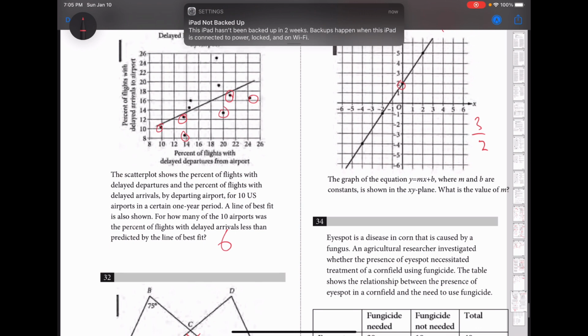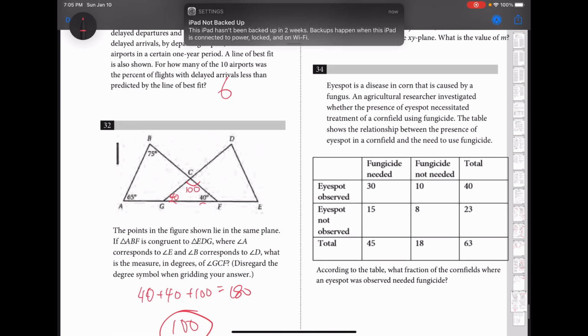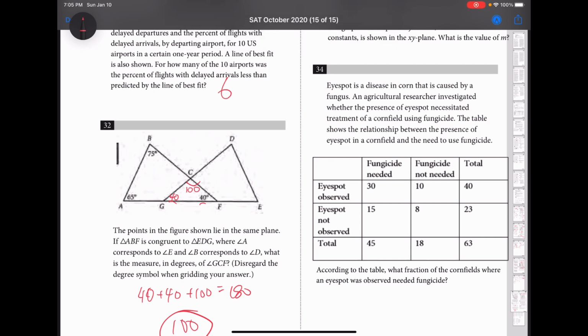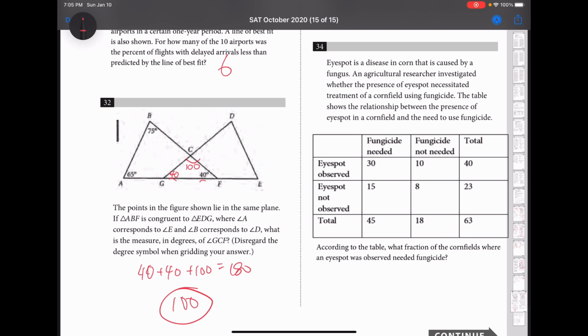All right, number 34. Eye spot is a disease in corn that is caused by a fungus. An agricultural researcher investigated whether the presence of eye spot necessitated treatment of a cornfield using fungicide. The table shows the relationship between the presence of eye spot in a cornfield and the need to use fungicide. According to the table, what fraction of the cornfields where eye spot was observed needed fungicide?